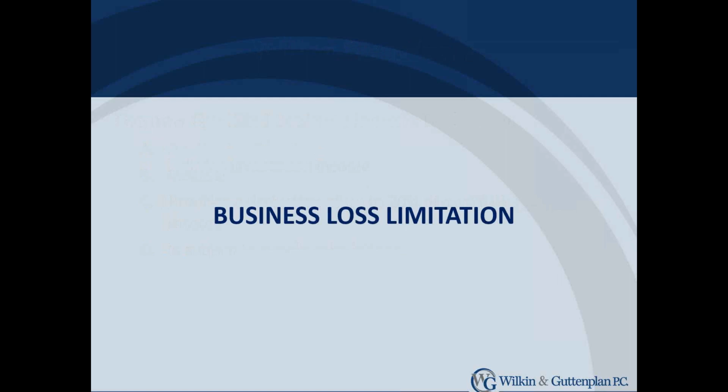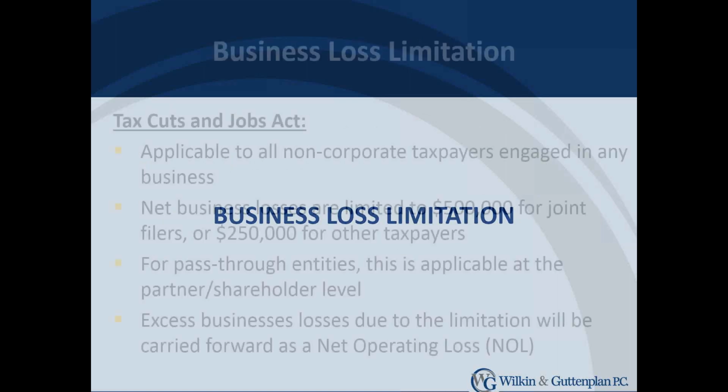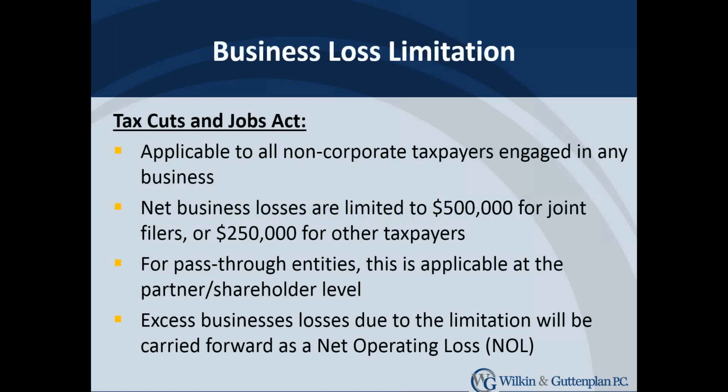So I'm going to discuss the next two provisions because they sort of go hand in hand, and that's the business loss limitation and the net operating loss deduction. Under the Tax Cuts and Jobs Act, this is applicable to all non-corporate taxpayers engaged in any business. The net business losses are going to be limited to $500,000 for joint filers or $250,000 for other taxpayers. And for pass-through entities, this is applicable at the partner or shareholder level. Any excess business losses due to this limitation will be carried forward as a net operating loss.